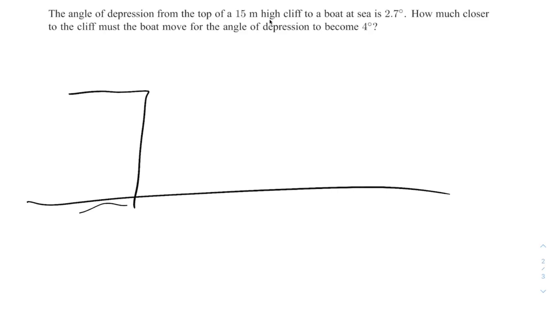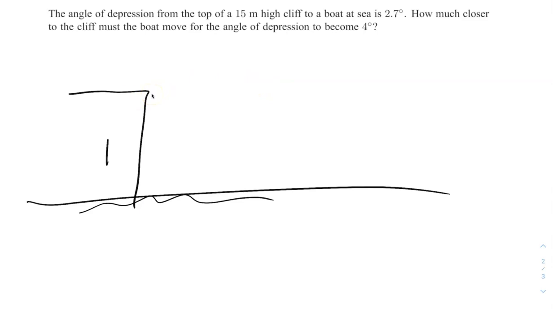Next, the angle of depression from the top of a 15-meter high cliff to a boat at sea is 2.7 degrees. How much closer to the cliff must the boat move for the angle of depression to become 4 degrees? Okay, let's draw some pictures here. This is my ocean, by the way. It's near a horizontal line in case I need it.